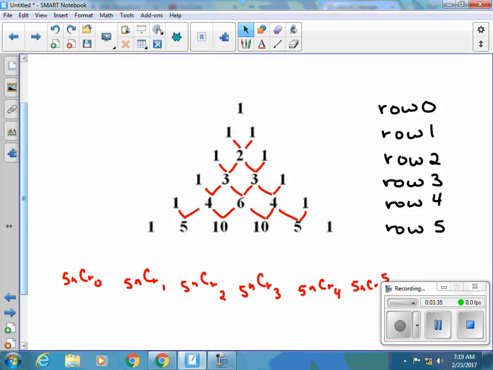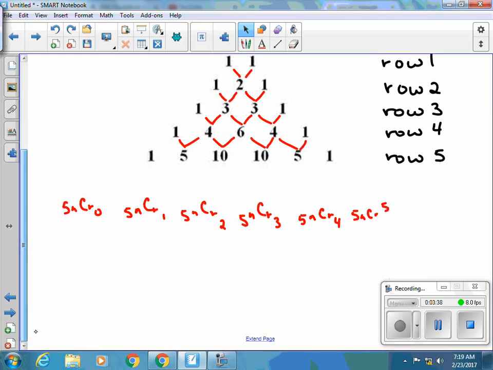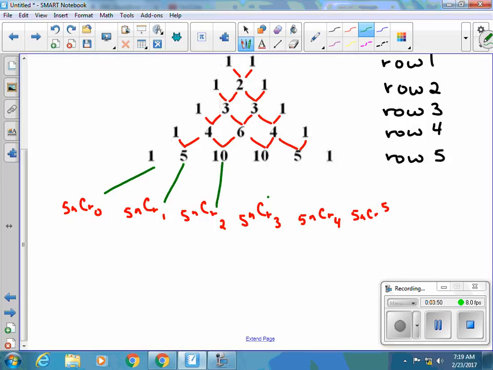So if you notice here, 5 nCr 0 gives us 1. 5 nCr 1 gives us the 5. 5 nCr 2 gives us the 10. 5 nCr 3 gives us 10. 5 nCr 4 gives us 5. 5 nCr 5 gives us 1.